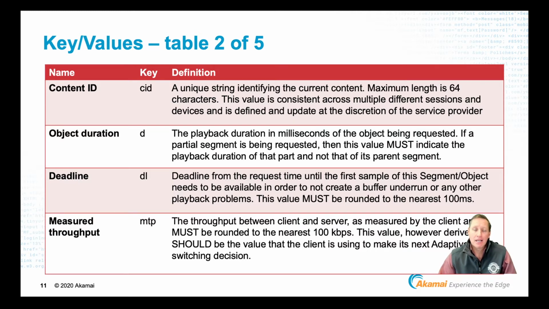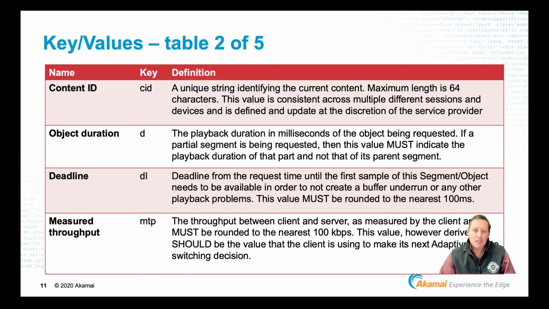Object duration. Again, this is the playback duration of the object being requested. So does the video represent 2 seconds of media playback time or 6 seconds of media playback time? That affects the CDN. We want to know how much time we have to try alternate routes or alternate origins in an attempt to retrieve this object. Deadline is somewhat similar to object duration. It's the player explicitly saying, I need this in the next 5,000 milliseconds or else I'm going to be in trouble.